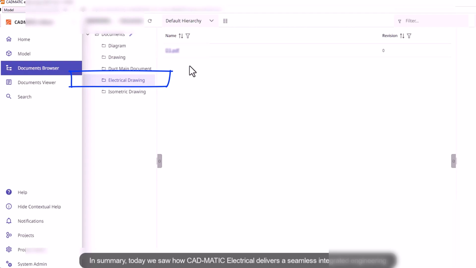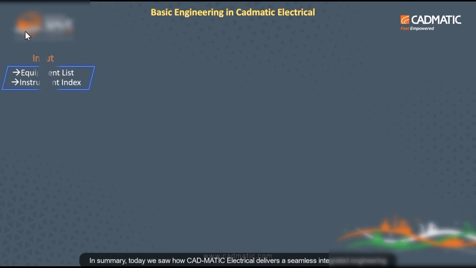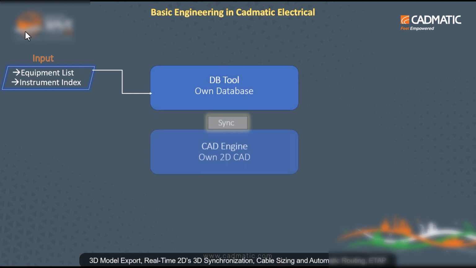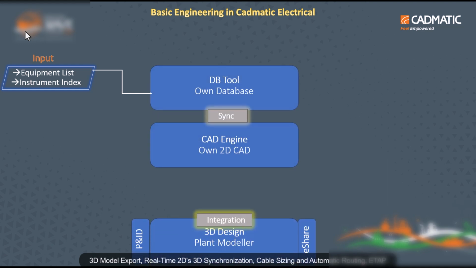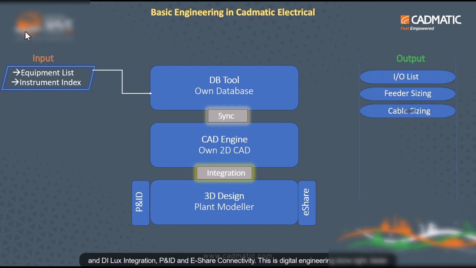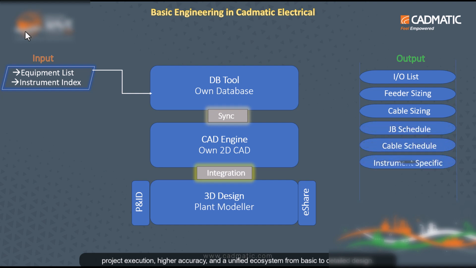In summary, today, we saw how Cadmatic Electrical delivers a seamless integrated engineering workflow. Excel import to intelligent database. Automatic I/O and feeder reports. 2D concept layout, 3D model export. Real-time 2D-3D synchronization. Cable sizing and automatic routing. ETAP and DIALux integration. P&ID and eShare connectivity. This is digital engineering done right: faster project execution, higher accuracy, and a unified ecosystem from basic to detailed design.